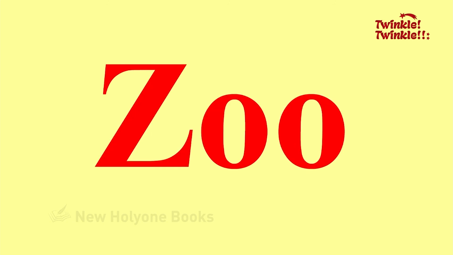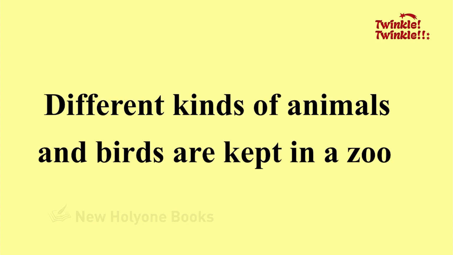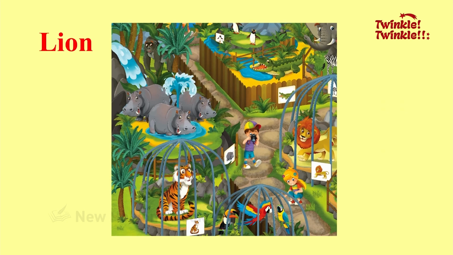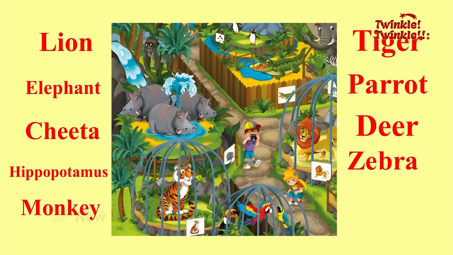Zoo. Different kinds of animals and birds are kept in a zoo. Lion. Tiger. Elephant. Parrot. Cheetah. Deer. Hippopotamus. Zebra. Monkey. Kangaroo.